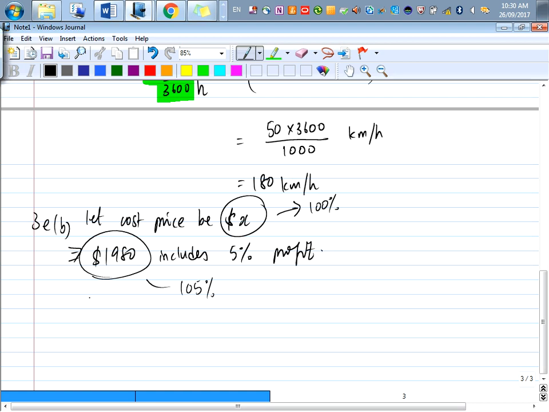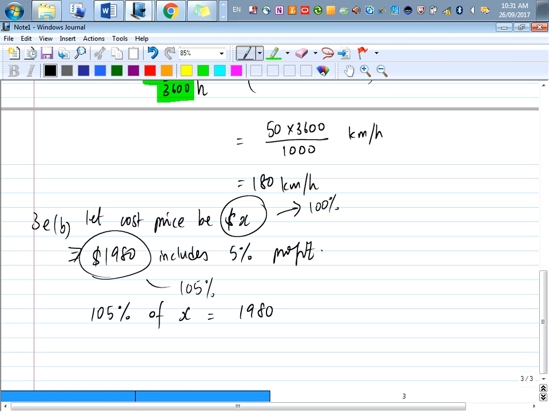So 105% of X is equal to 1980. Okay so far? Why is this one wrong? Because 1980 is after the 12% discount. It doesn't matter about the 12% anymore. This answer key.